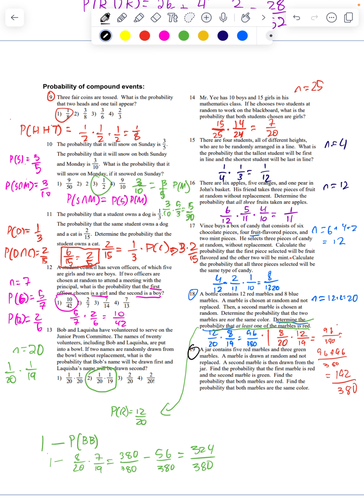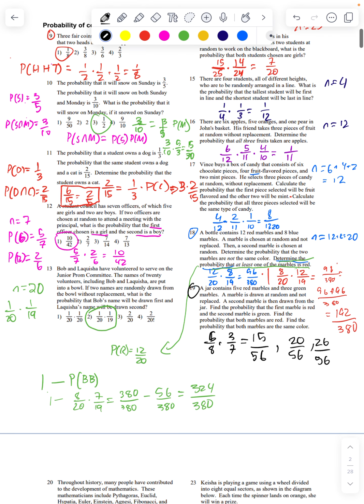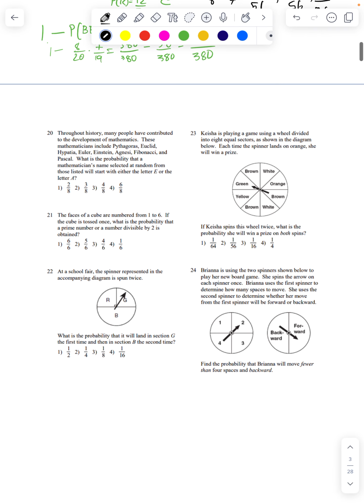All right, so the last example here, number 19, I'll leave as an exercise for you to do, and I'll leave the answer right here. The answer for the first part, so maybe pause, is going to be 5 out of 8 times 3 out of 7, which is 15 over 56. All right, and then the second answer will be 20 out of 56. And the third answer will be 26 out of 56. Again, leave that for you to do, and so we can move on to the next couple of problems.